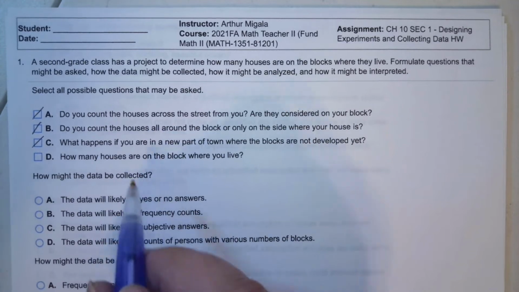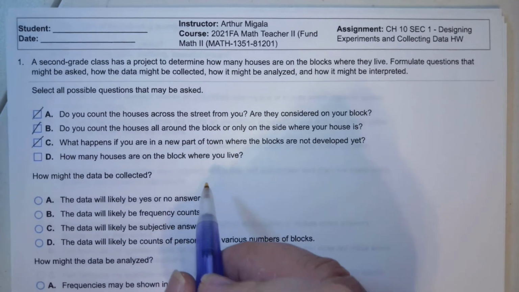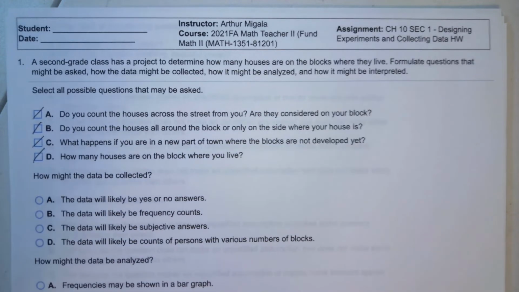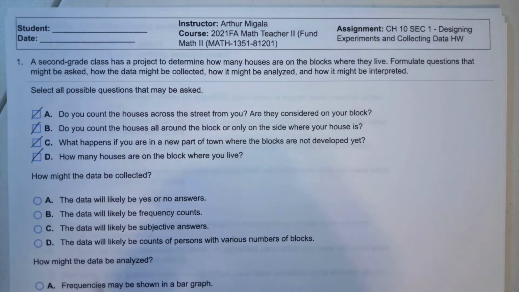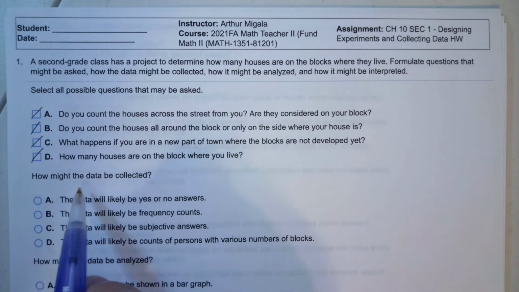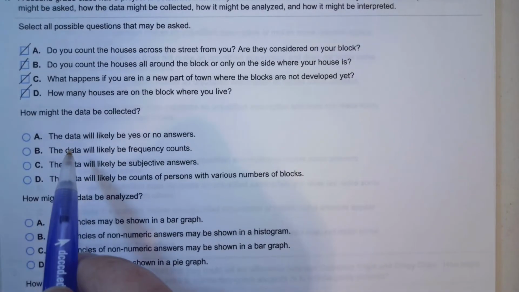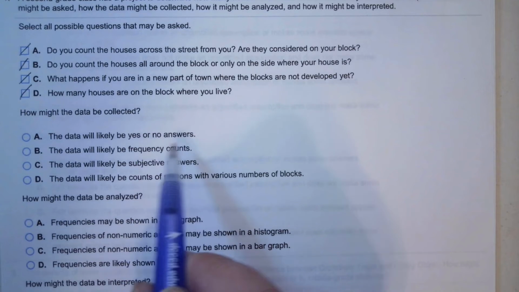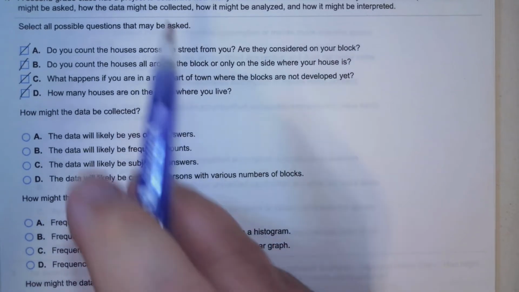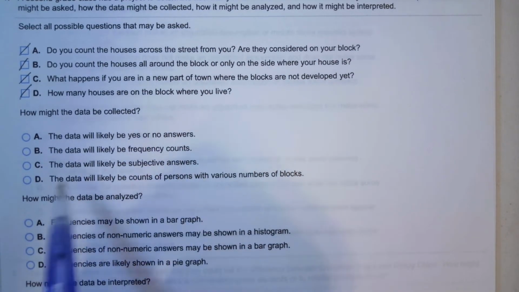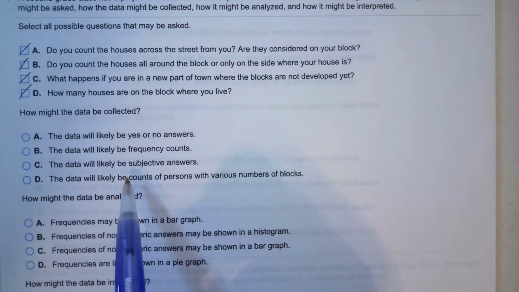How many houses are on the block where you live? That's the primary question that you're looking for, so all of them. Okay, next one. How may the data be collected? The data will likely be yes or no answers. Remember, you're counting the number of houses. The data will likely be frequency chart counts. The data will likely be subjective answers.